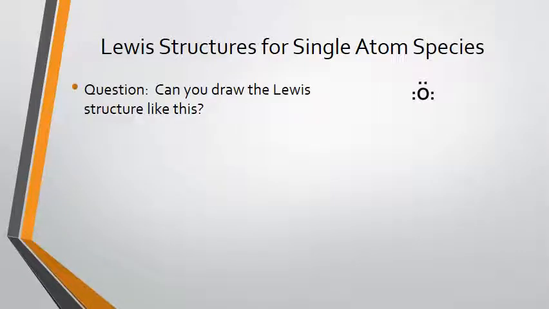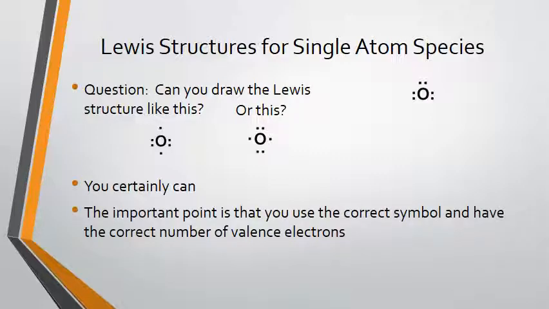So here's a question. Can you draw the Lewis structure like this or like this? And the answer is yes. The important part is that you use the correct atomic symbol and have the correct number of valence electrons.